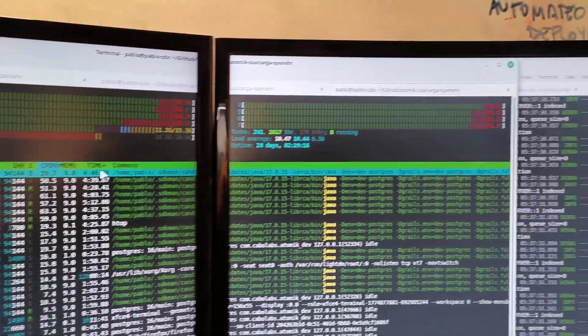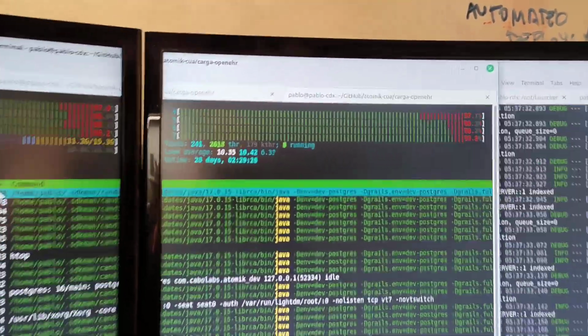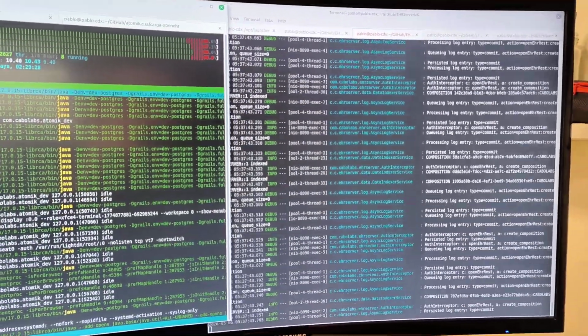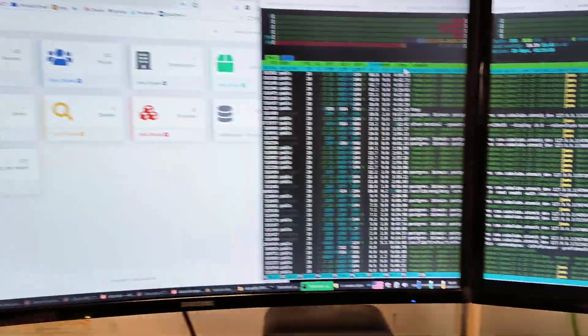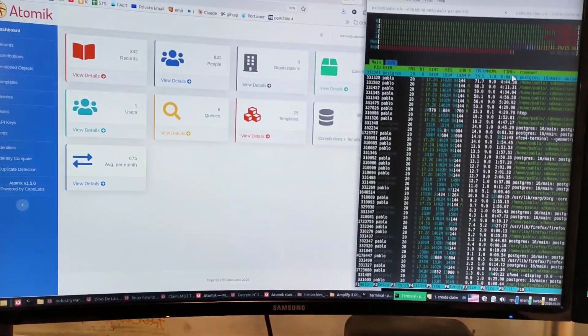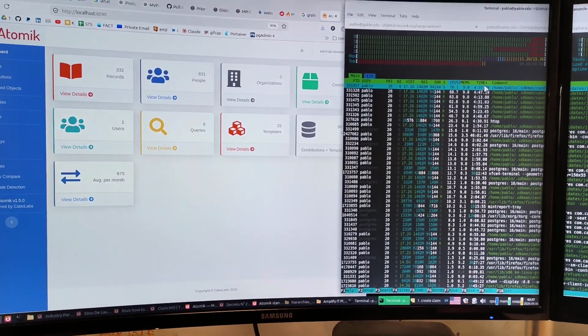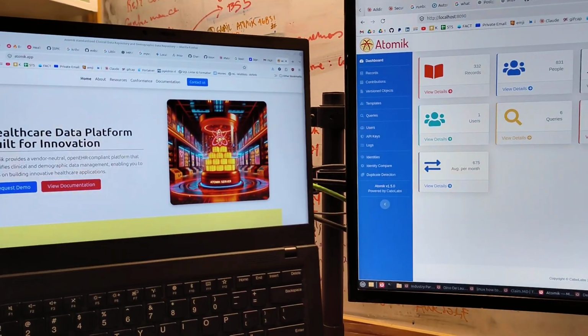But we can see that CPU-wise, processing-wise, we are at full capacity right now because we are actually receiving the data, indexing the data in the database. And for this instance, we are using Postgres. So we are actually testing performance and doing load testing on Postgres.